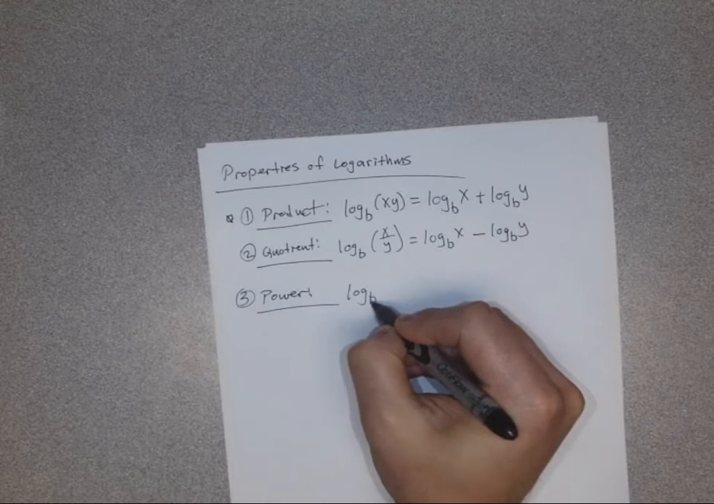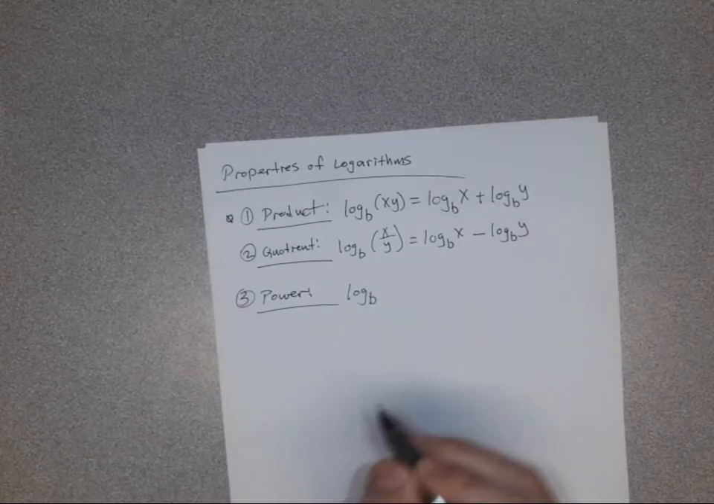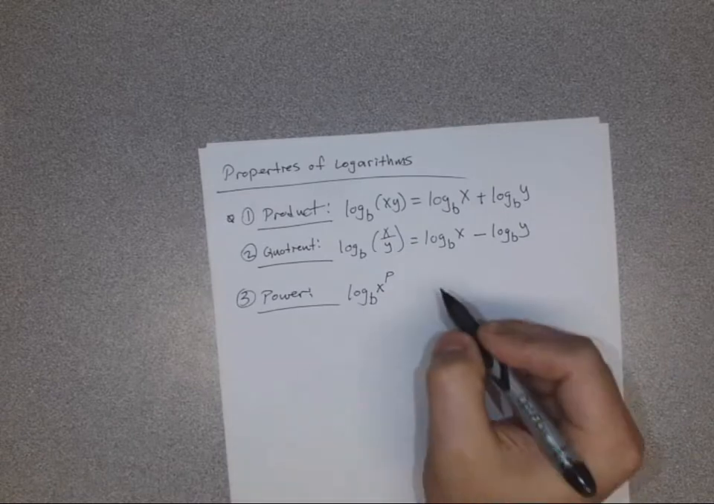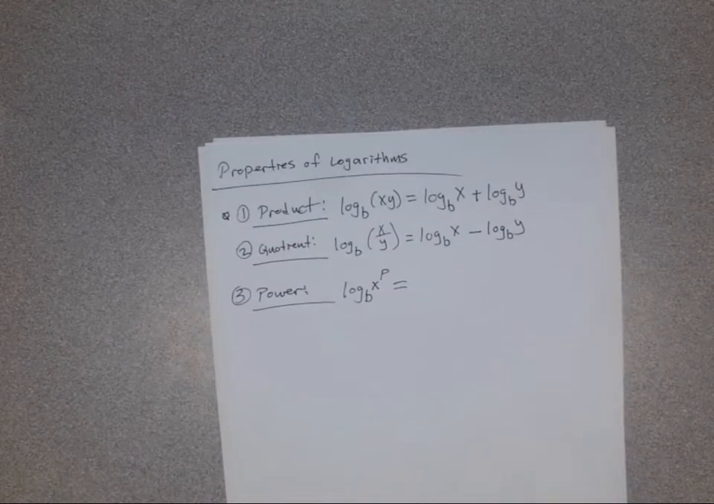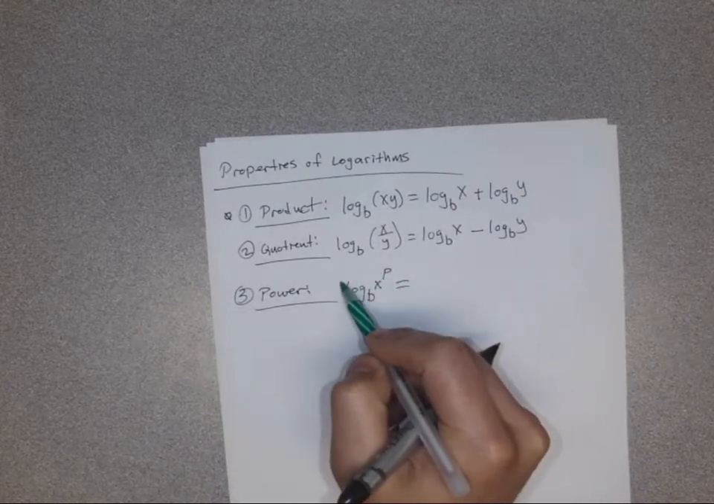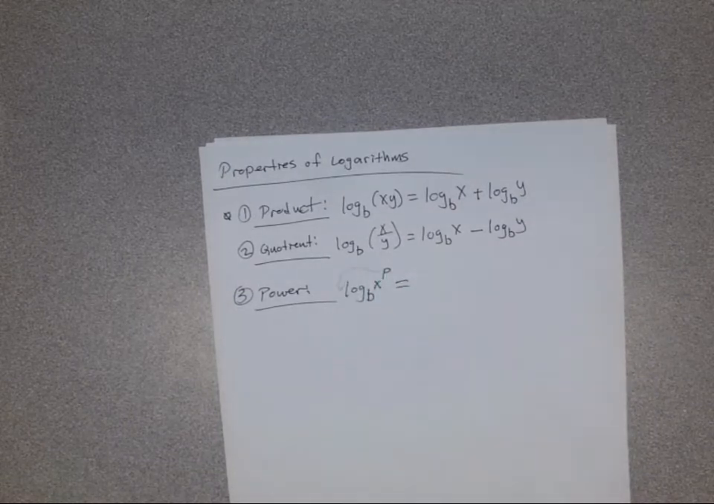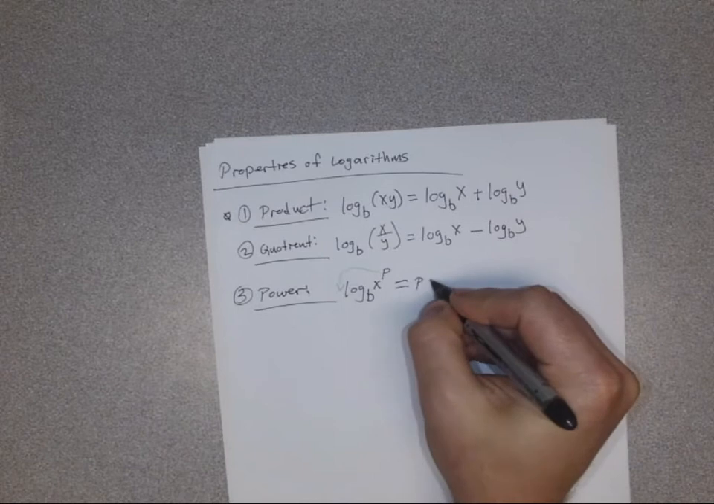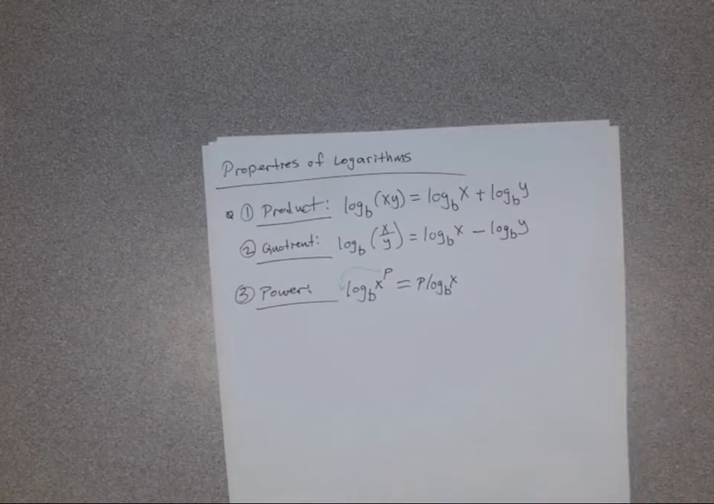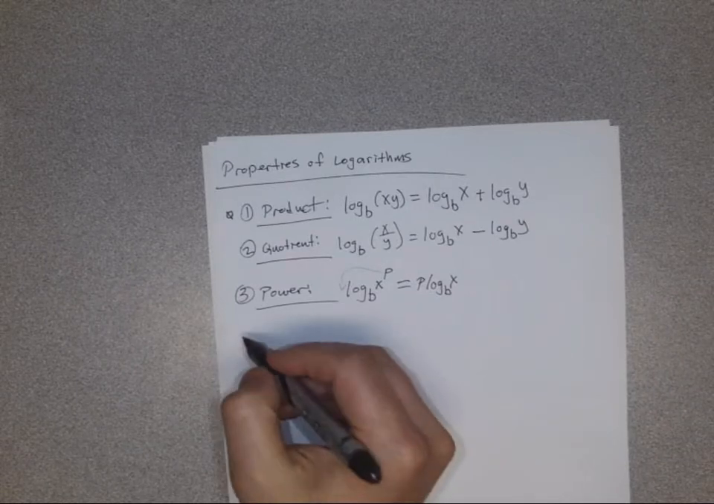So we have log base b of x, and that x is raised to the p power. What we can do is take this p and move it to the front of the whole thing, and now we're multiplying p times log base b of x. All right, those are our three properties. Now let's look at some examples.